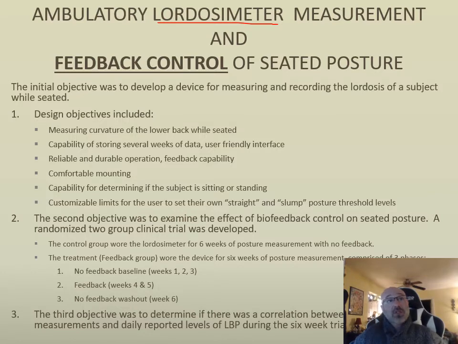So within this, there are a couple different design objectives that needed to be met in order to meet the criteria for this project. The first thing, we needed a device to measure the curvature of the lower back while the subject was seated. So two different sensors were utilized for this. We needed a load dosimeter that measures the curvature of the lower back, and we needed a tilt sensor built into our electronics box to tell whether the person was seated or standing.